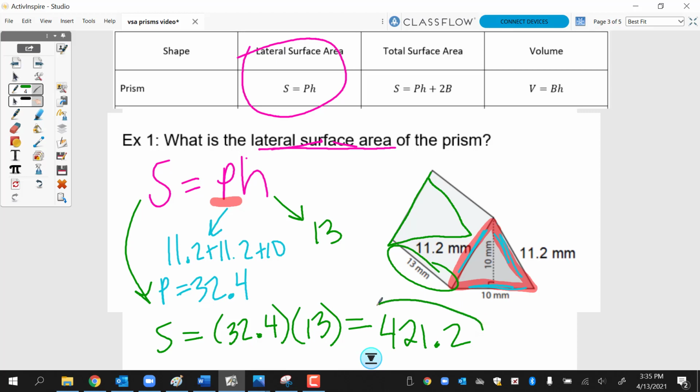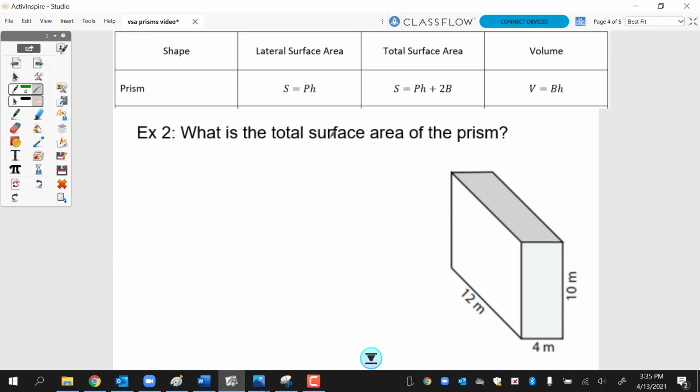421.2. And that's my answer. Okay? You have to figure out which side is the base in order for you to do these things. Okay. Next question, what is the total surface area of the prism?